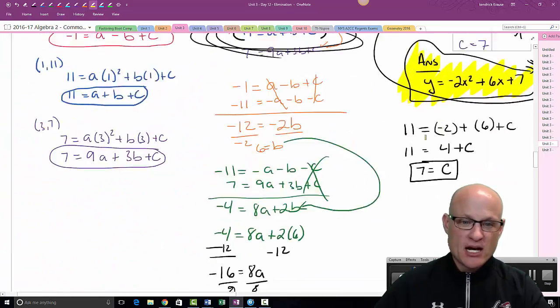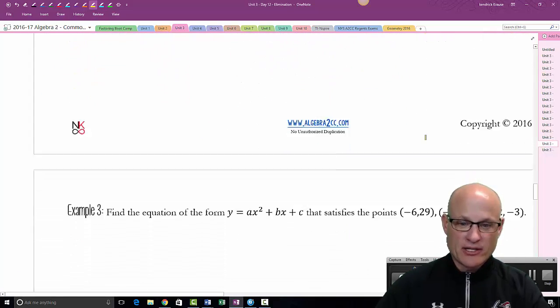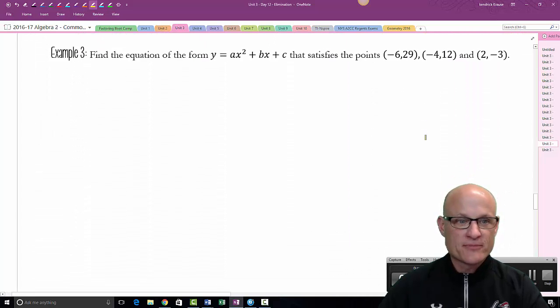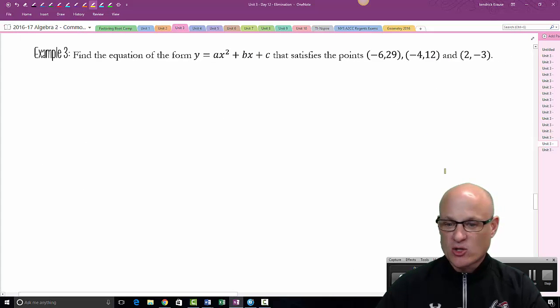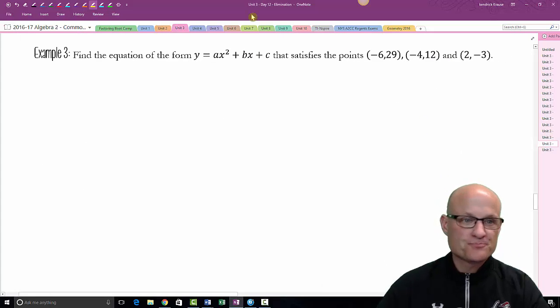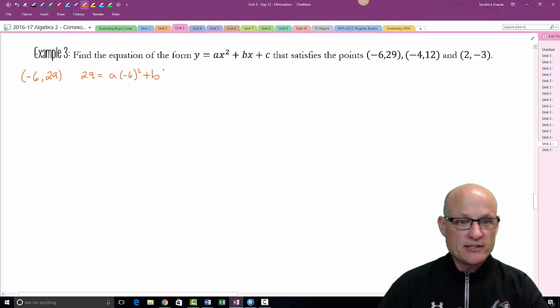Let's do another one. All right, I think we're going to get a little bit more tricky. I don't think we're going to get as easy of ones as those ones. So let's just set the equations up first. I'm going to use -6, 29. It already sounds nasty. -6, 29. So 29 is equal to A times -6 squared plus B times -6 plus C.